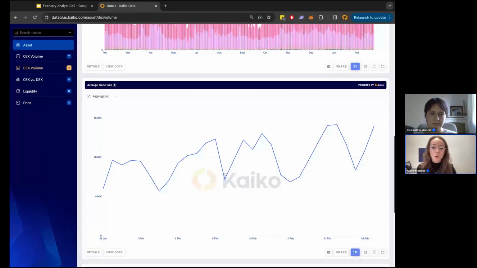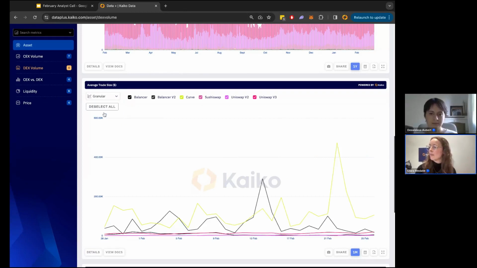So does this mean that only whales are trading on DEXs? I think the data sure seems like it. It seems like it's probably more profitable for a large trader to be using these platforms as opposed to a small one. And that's even more pronounced when you actually break it down by exchange.